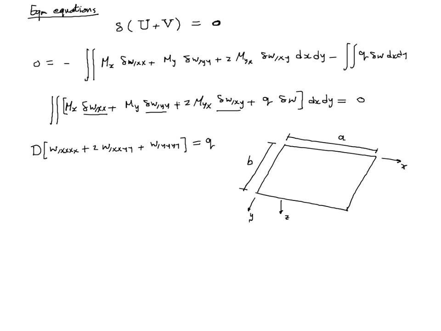And then we also derive boundary conditions. Boundary conditions will be either for edges normal to x or edges normal to y. So for edges perpendicular to the x-axis, first we have the condition on rotation, which says that either w,x is 0, which is rotation around y is restrained, or Mx is 0. So either rotation is restrained or bending moment is 0.